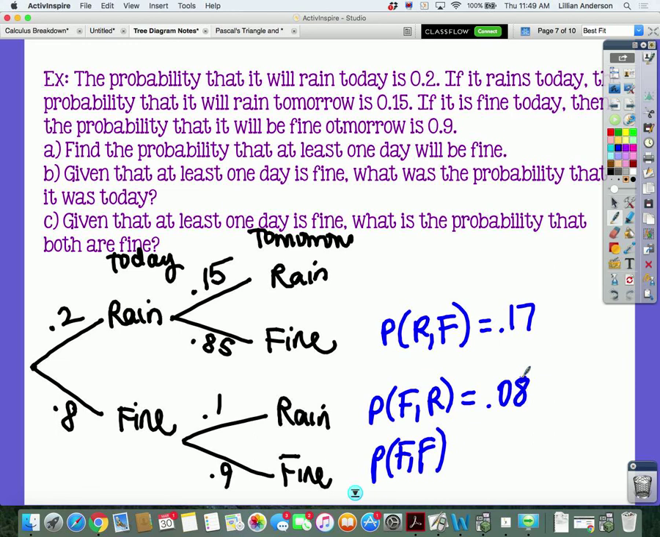You multiply along the branches. So the branch for rain and the branch for fine. What about the probability that it's fine both days? 0.72. So if you find the probability of at least one day being fine, you'll add up all of these numbers. 0.97.